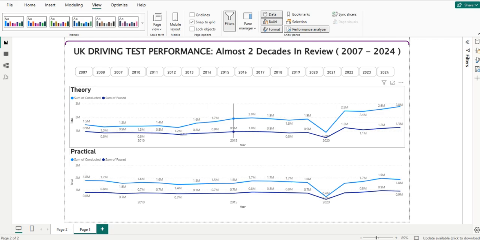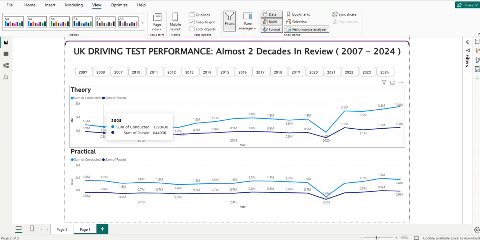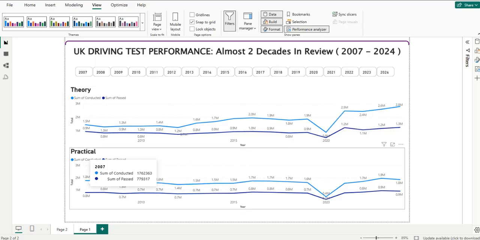But if we just keep the analysis with what we are doing, you can see here that the line almost appears to be constant. Here we started with 1.8 million approximately, and here we also have 1.8 million approximately as well. That's 183. This is 176. So a slight increase. So it does tell us something interesting: while the number of those taking the theory test is increasing, for some reason, the practical is relatively constant.